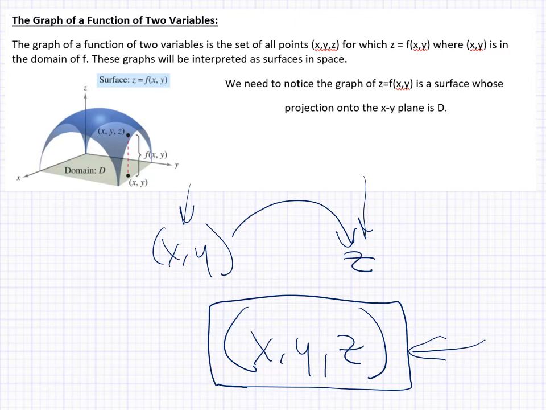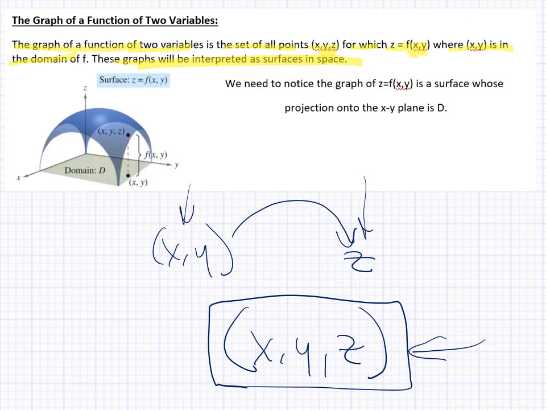So that's exactly what we say here. The graph of a function of two variables, two independent variables, let's say, is the set of all points x and y for which z equals f of x, y, where x and y is in the domain of f. These graphs are basically going to be represented by surfaces in 3D space. We talked about what the graph of a vector valued function looks like in the previous chapter, and those vector valued functions were tracing out curves in 2D or even 3D space. And so what do these functions of two independent variables graphically represent in 3D space? Well, they're going to represent surfaces.